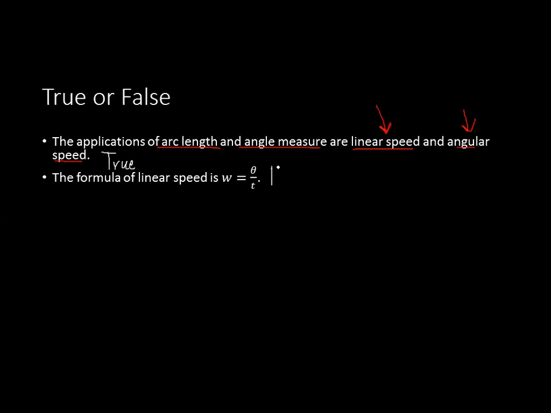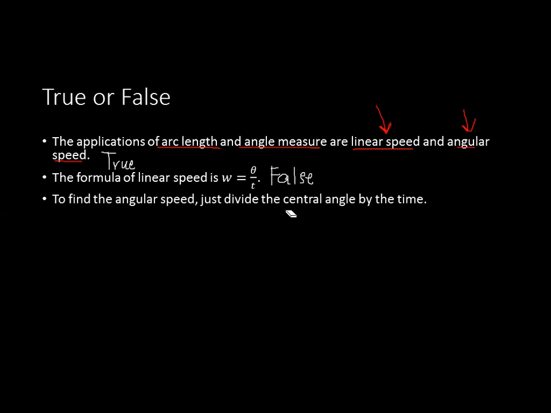Well, the answer here is false. This is why I never mentioned the formula of the linear speed and the angular speed, because you will know exactly what the formula of the linear speed is. So the answer is false. This one is actually for the angular speed, not the linear speed. For the linear speed, you're not going to use this. Rather, you're going to use v is equal to s all over t, where once again, your s is your arc length. So it's false.